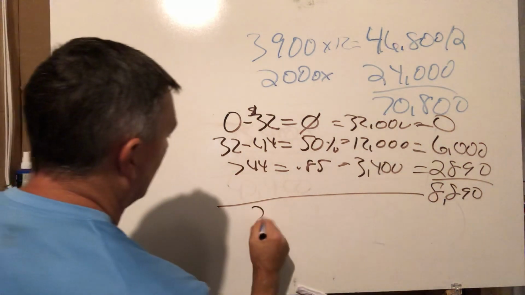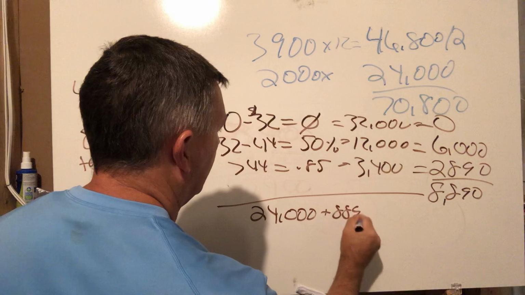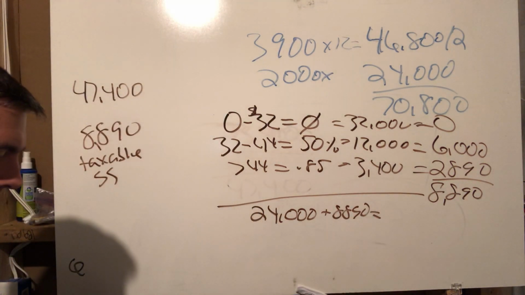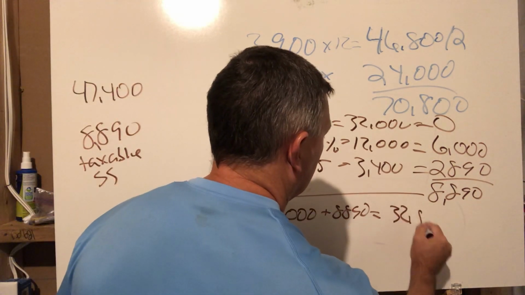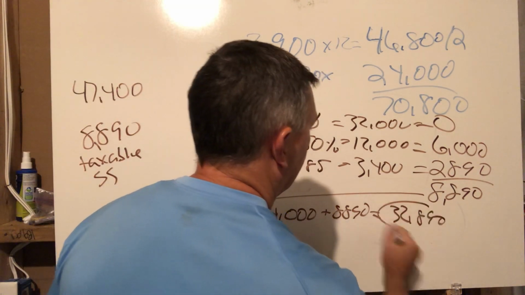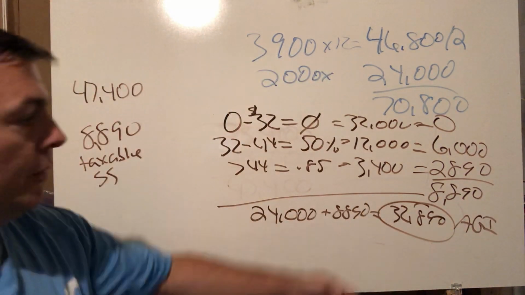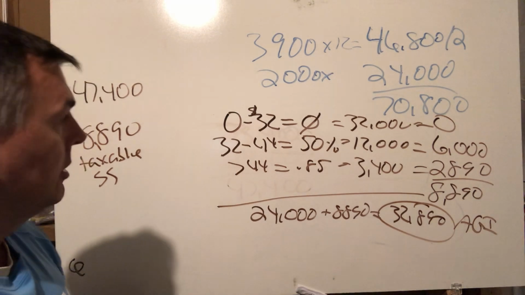So we take 24,000 plus 8,890, that's 32,890. So that's their AGI right there. 32,890 is their AGI. So what we can do here, I could erase that.